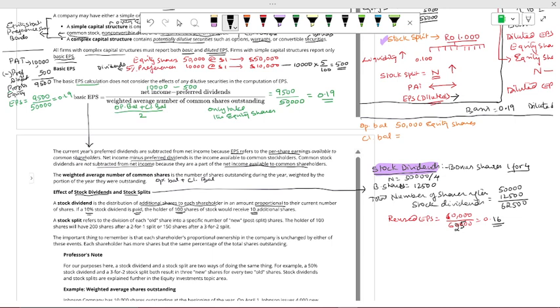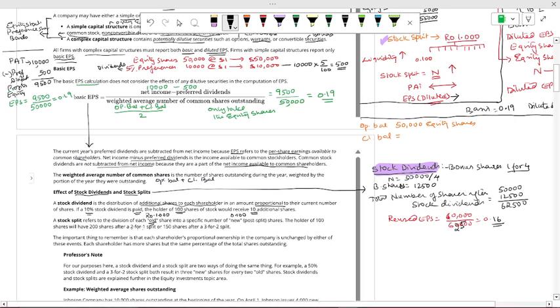What is a stock split? It is the division of each old share, I told you the old value, into a specific number of new post-split shares. Now, what is the value of each share? The holder of 100 shares will receive 200 shares after a 2 for 1 split.